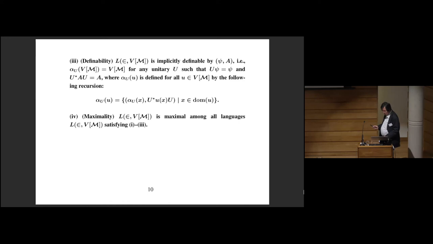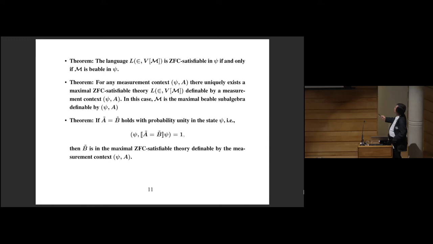Now we have the following theorem. The language L is ZFC satisfiable in Psi if and only if the von Neumann algebra M is behavior. That means the state Psi has an ignorance interpretation for every element of this von Neumann algebra. And the second theorem is that for any measurement context A, psi, there uniquely exists a maximal ZFC satisfiable theory definable by a measurement context.